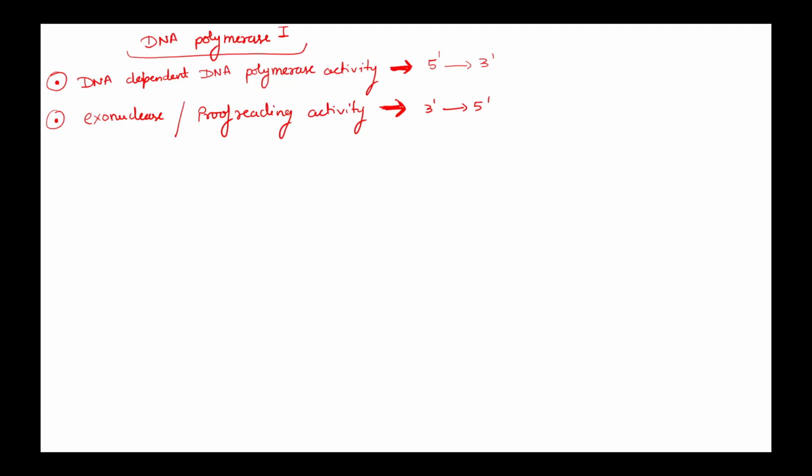So this is the exonuclease. So at the end of the DNA, if there is a mismatch, the DNA polymerase 1 will perform its exonuclease, remove that mismatch pair, and again perform the polymerase activity. So this exonuclease or proofreading activity is in the 3 prime to 5 prime direction.